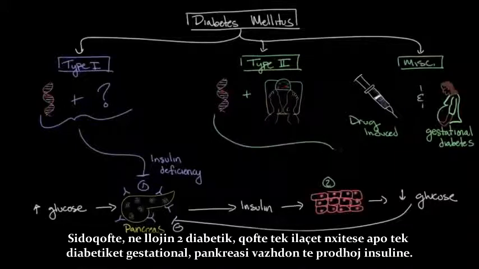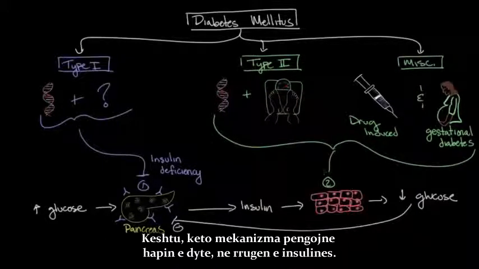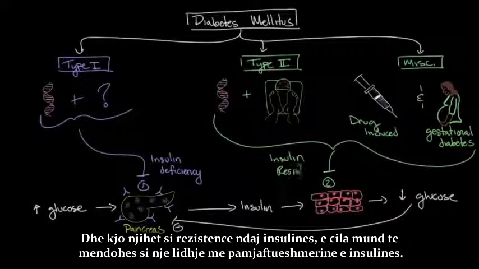However, in type 2 diabetes, as well as drug-induced and gestational diabetes, the pancreas continues to secrete insulin. However, it's the cells throughout the body that are unable to adequately respond to it. So in a sense, these mechanisms inhibit the second step in the insulin pathway. And this is known as insulin resistance, which can be thought of as a relative insulin deficiency.